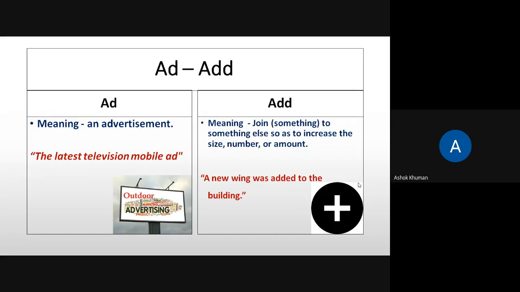You can see the symbol of plus. A new wing was added to the building. There were 3 wings and a new wing was added, so it became 4 wings. So number one, add for advertisement and add.